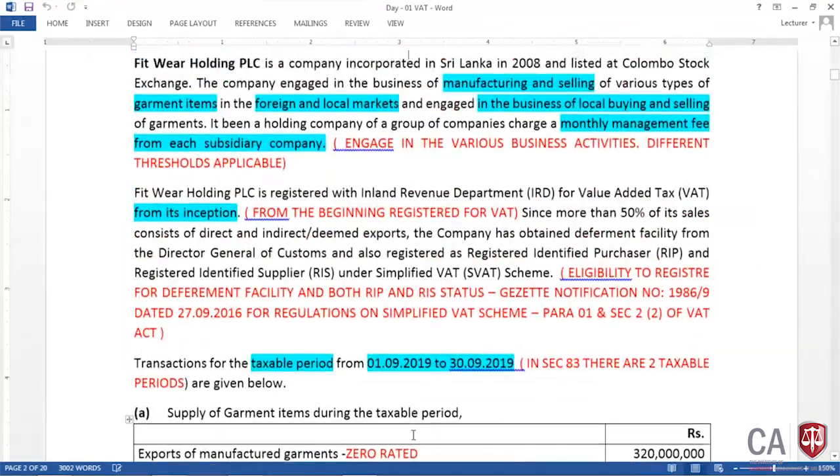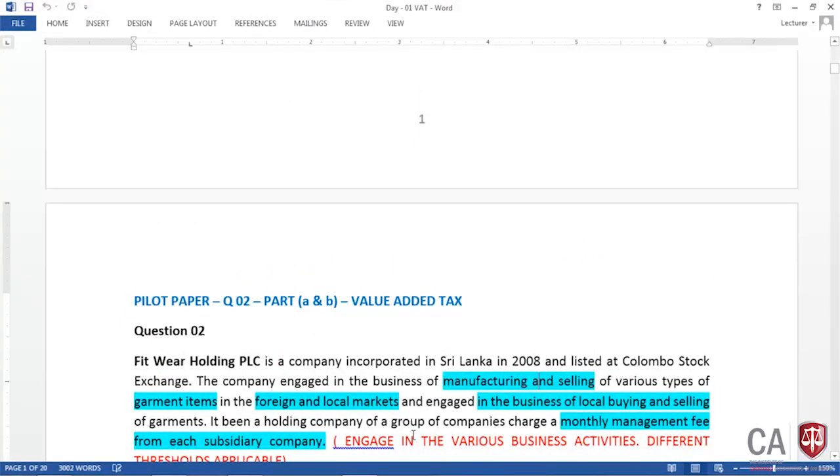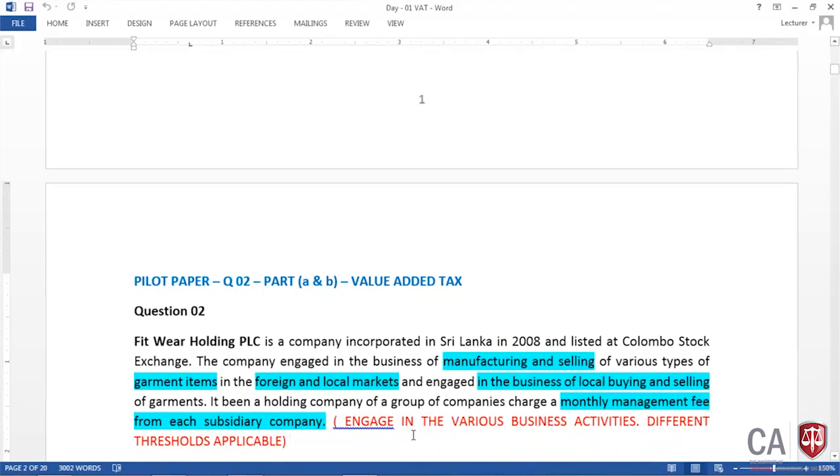Now we will read one by one. This is Fitware Holdings PLC, a company incorporated in Sri Lanka in 2008 and listed at the Colombo Stock Exchange. The company is engaged in the business of manufacturing and selling of various types of garments into foreign and local markets. Now, what's their business? Manufacturing of garments, selling to local and foreign.